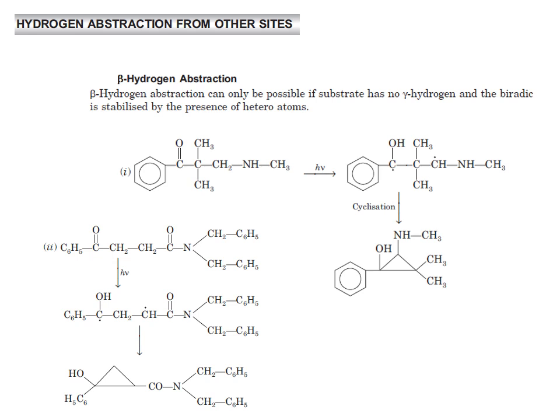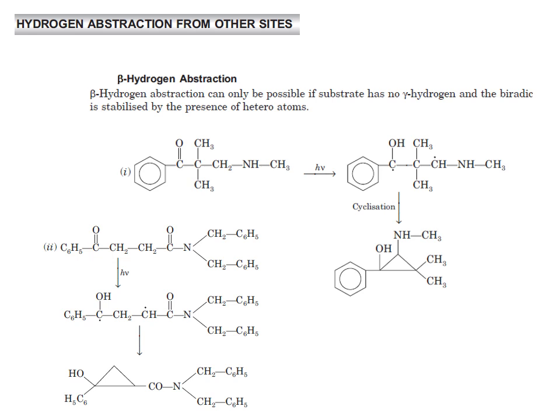So this beta hydrogen is going to be abstracted by the oxygen to produce this diradical, and this radical, the CH radical, is stabilized by the heteroatom. So it goes for the cyclization reaction to produce this cyclopropanol derivative. Now let us consider the second example.